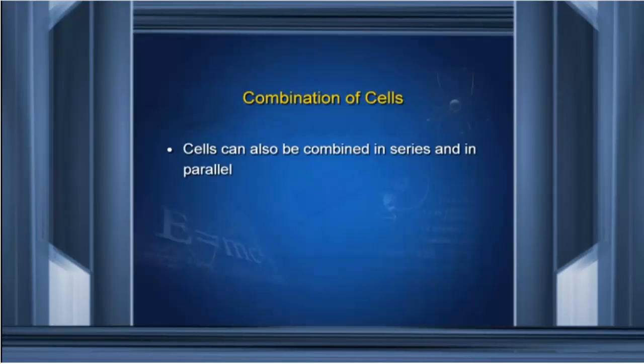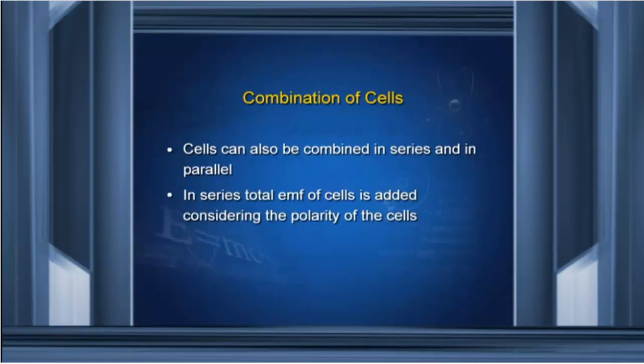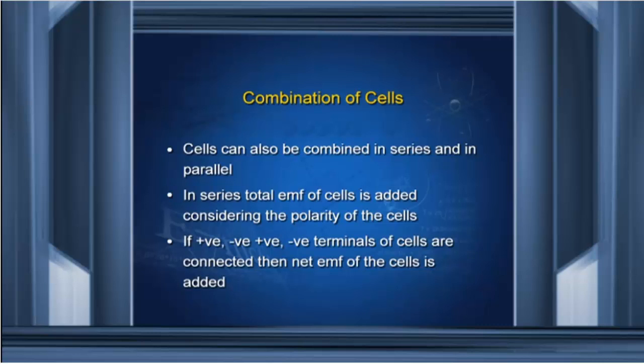Combination of cells. We can combine cells in series as well as in parallel combination. As we know, every cell has a positive and a negative terminal. In series, if we combine a given number of cells, then the total e.m.f. of the cells is added considering the polarity of the cells. That means if we combine cells with positive to negative terminals, then the net e.m.f. of the cells is added.